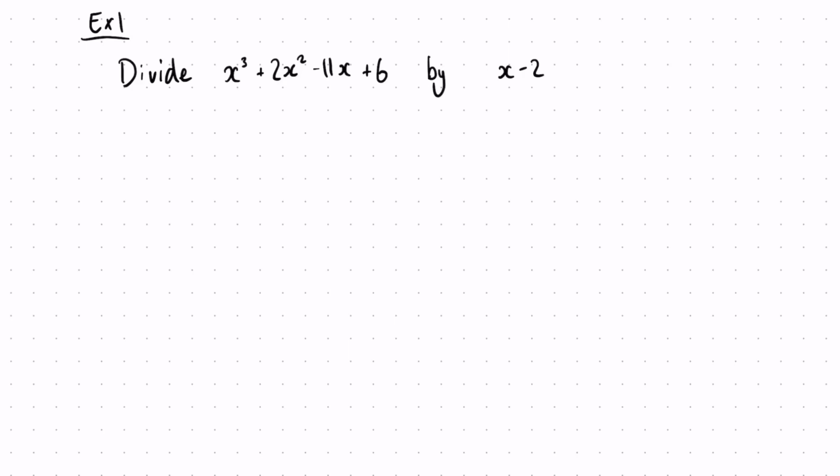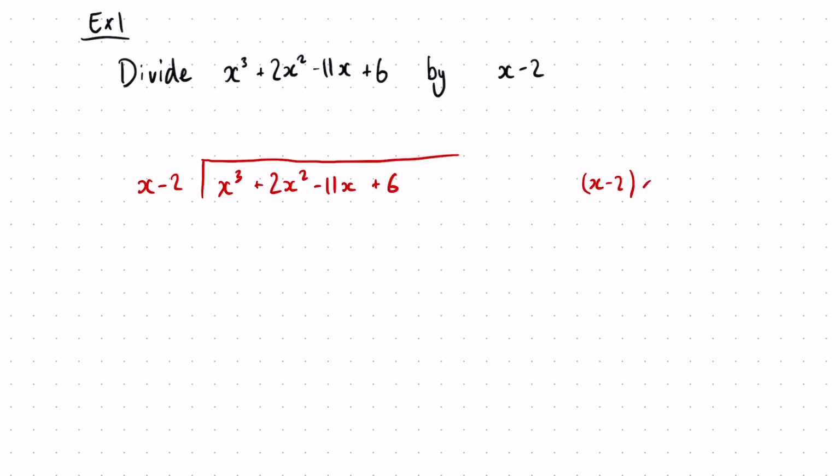Okay, so for long division, you write your divisor on the outside. You have what I refer to as my bus stop, and then inside is what you are dividing, which is x cubed plus 2x squared minus 11x plus 6. Okay. To divide this polynomial by x minus 2, what you do is you think of what you can multiply x minus 2 by to get rid of certain terms. And you always start at the highest degree.